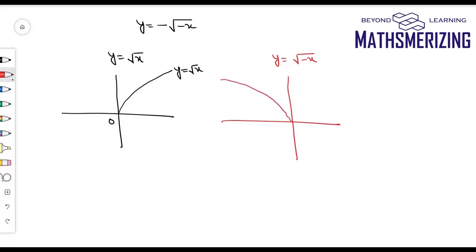So that's the graph of y equals under root of minus x. Now for y equals minus under root of minus x, I'll place a mirror on the x-axis and take the reflection of down on up and up on down. So if I take the reflection, I'll get this graph. That's the graph of y equals minus under root of minus x.